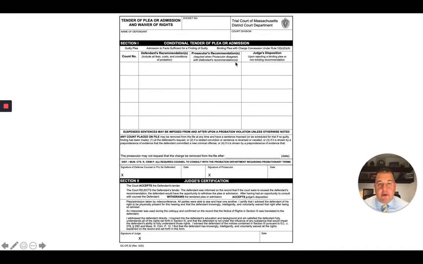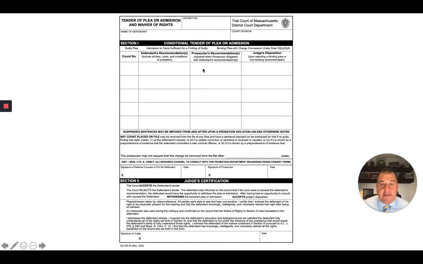Moving down to the main part of the form, it's these boxes here. The particular counts are identified by numbers, and that's on the left-hand side here. In the next box for each count, you're going to tell the court what you're willing to accept for a punishment, for a disposition, okay? The prosecutor writes what they want in the next box over to the right, and ultimately the judge makes the decision as to what to do.